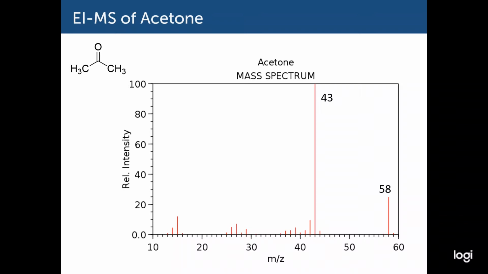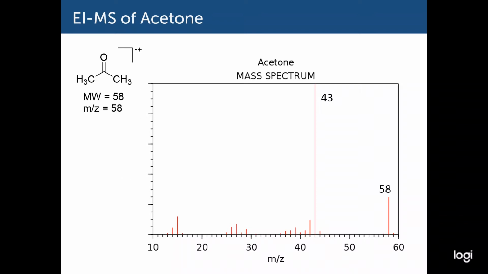But one of the other things that you probably notice here is that there are 2 ions that seem to be much more prevalent than anything else. And so I've actually labeled the M/Z values for those 2 peaks. You can see one is at 58 M/Z and the other is at 43. So the M/Z ratio of 58, that actually corresponds to the molecular ion of acetone itself, the radical cation here that I'm showing on the left-hand side of the slide.